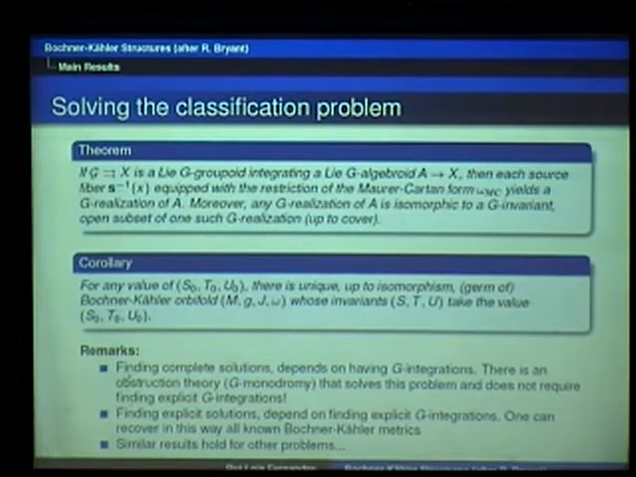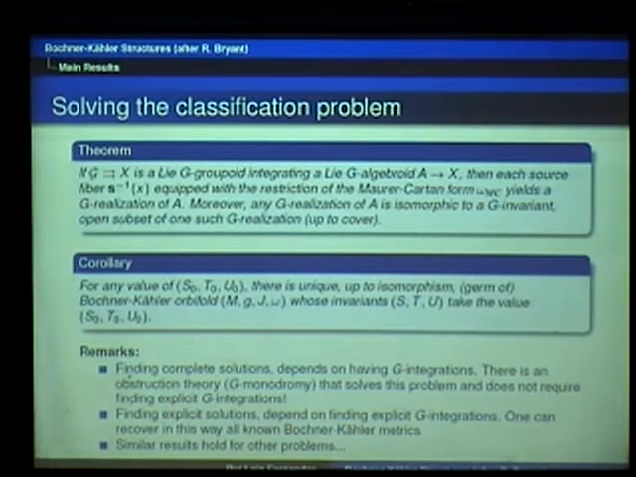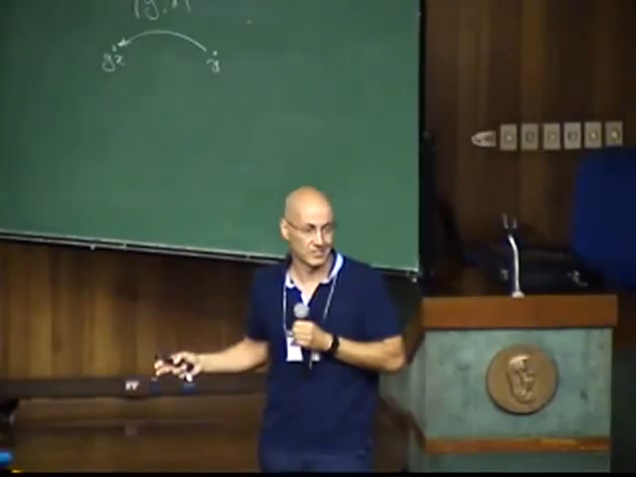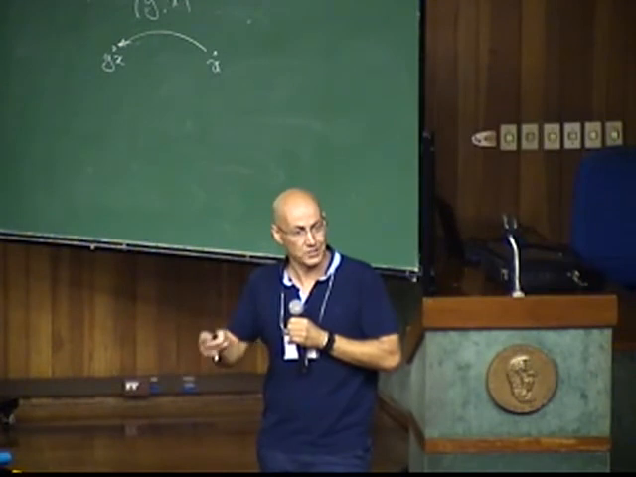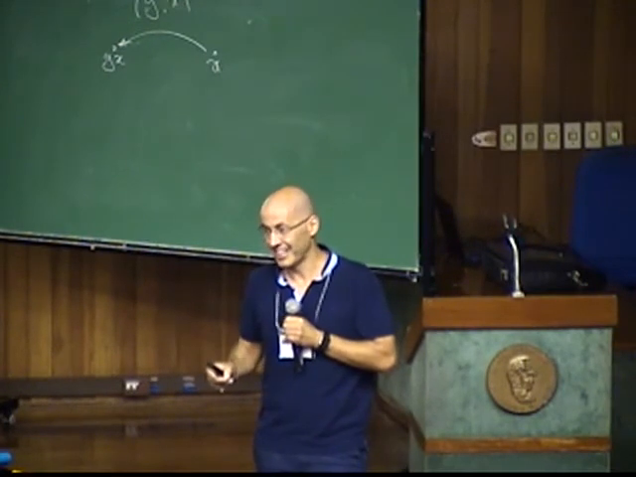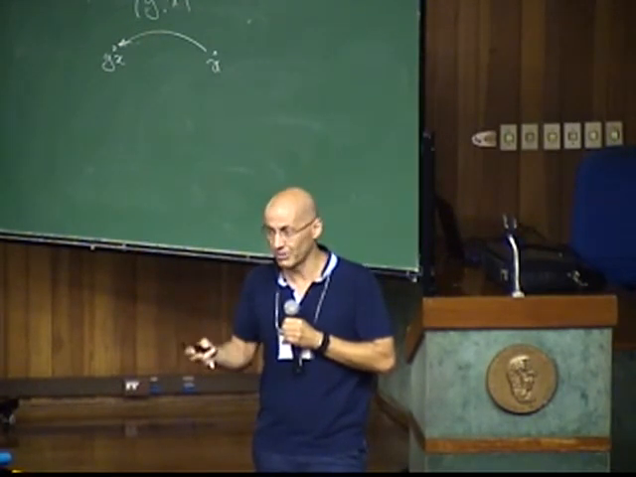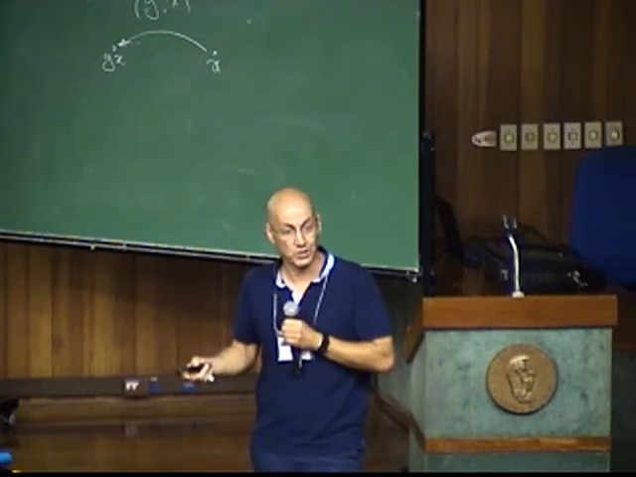And, I mean, in the end, of course, this has nothing to do with the specific situation of Bochner-Kähler. So if I looked at these metrics of Hessian type, the same story that I just said holds, okay? For each values of the invariants, there is a solution, a germ of a solution if you want, and you can decide whether there are global complete solutions or not.